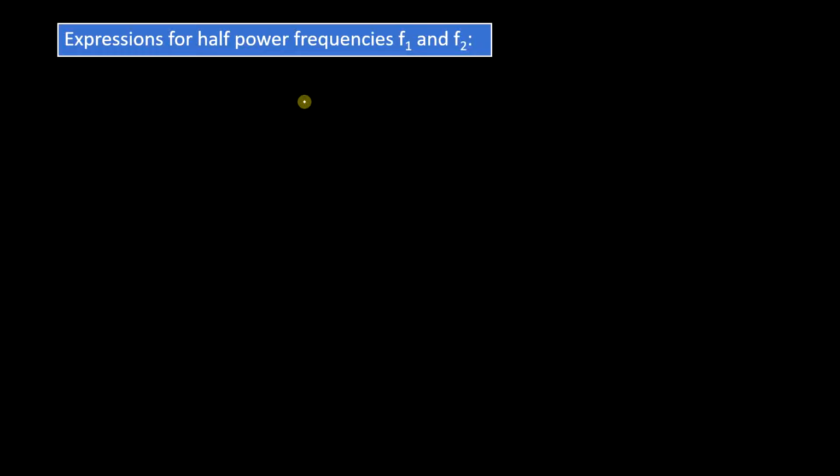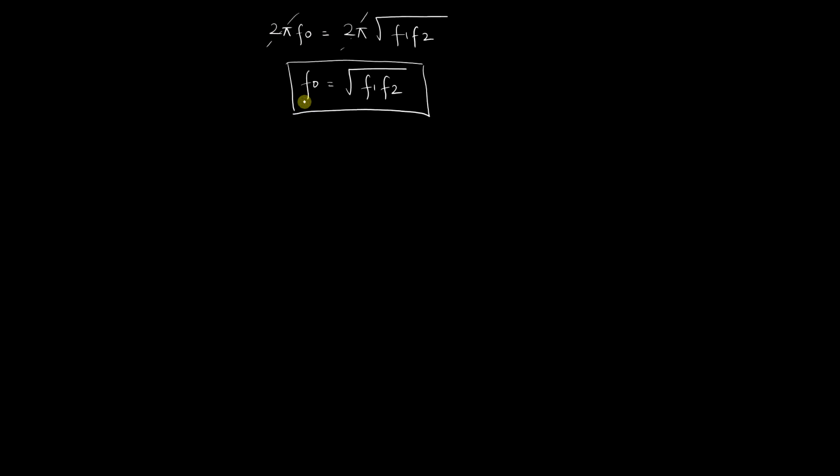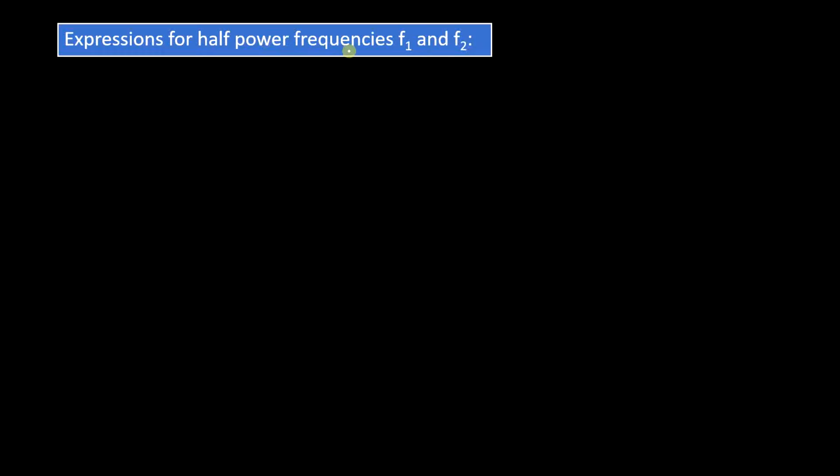So previously what we have done is we have obtained the expression for resonant frequency and the relationship we have shown in terms of the half power frequencies, but now what we want is the expression for f1 and f2. So for this case, let us consider the frequency f0 to be the resonant frequency, okay, and frequency f1 and f2 be the lower and the upper half power frequencies.